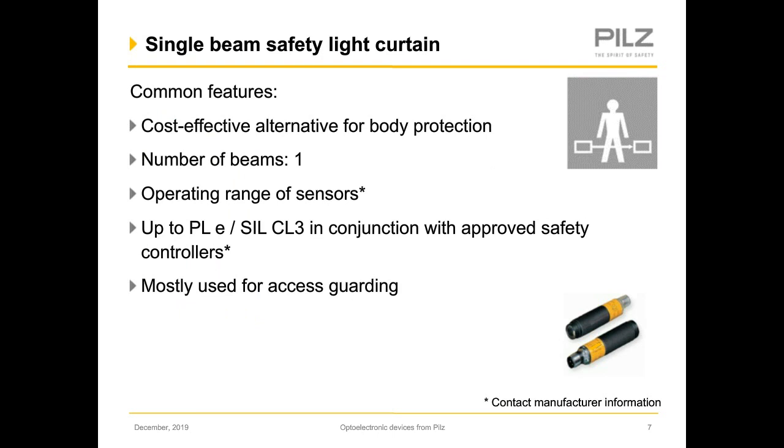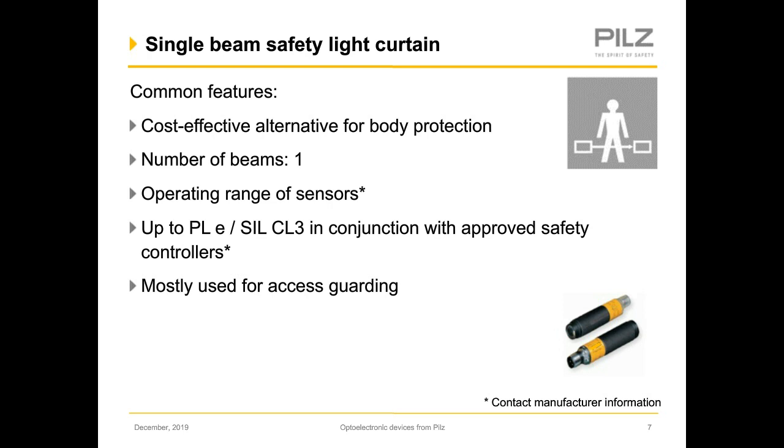Common features for a single safety beam light curtain: they can be cost effective. For body protection, the number of beams is 1, but you can also add more. And the operating range of the sensor and the performance level or SIL rating is dependent on the manufacturer, and it's mainly used for access guarding.